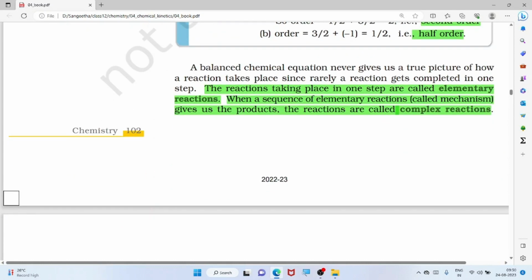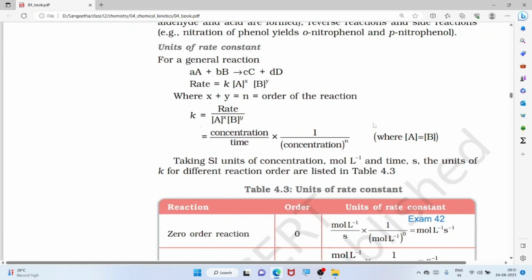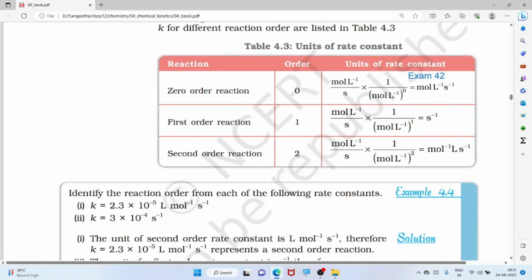Reactions taking place in one step are called elementary reactions. When a sequence of elementary reactions, called a mechanism, gives the product, the reactions are called complex reactions. So complex reactions have a sequence of elementary reactions. This is the unit of the rate constant for zero order, first order and second order reactions.